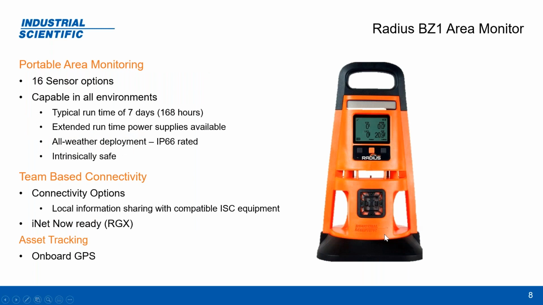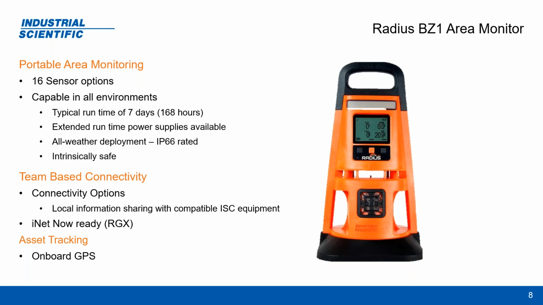The Radius BZ1, we tend to leave off the BZ1 and just call it the Radius. Some people call it the traffic cone for obvious reasons. It looks like a traffic cone. But this is our portable multi-gas area monitor. It is the big cousin or the big brother to the Venus Pro with much of the same functionality, many of the same sensor options, and a few more.